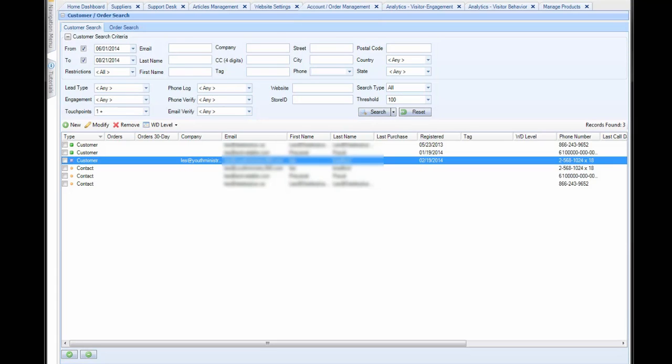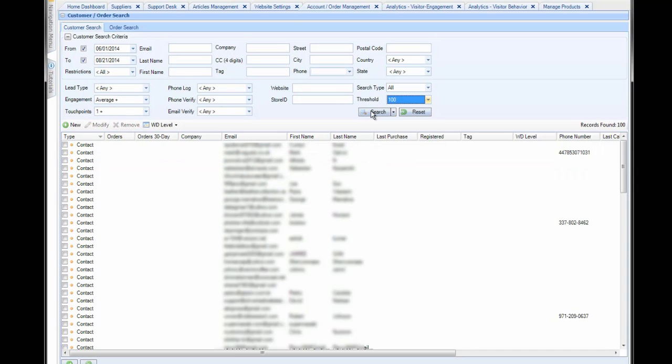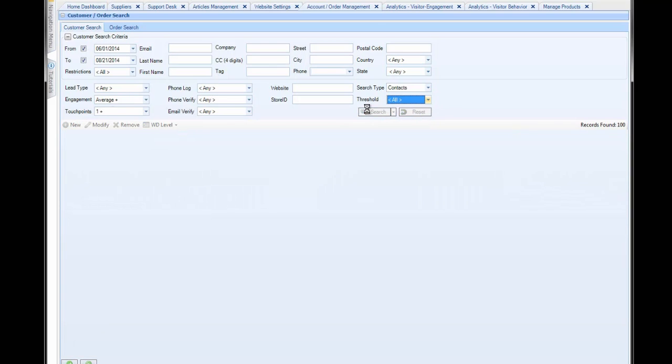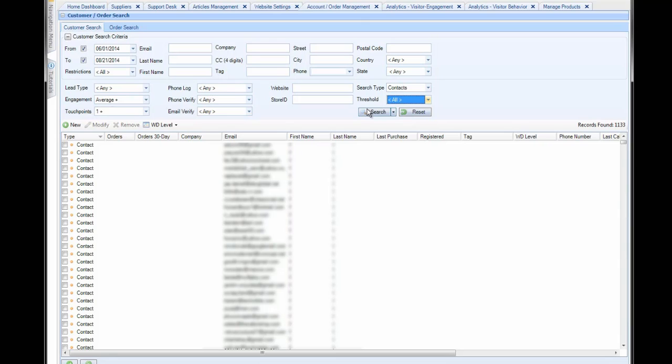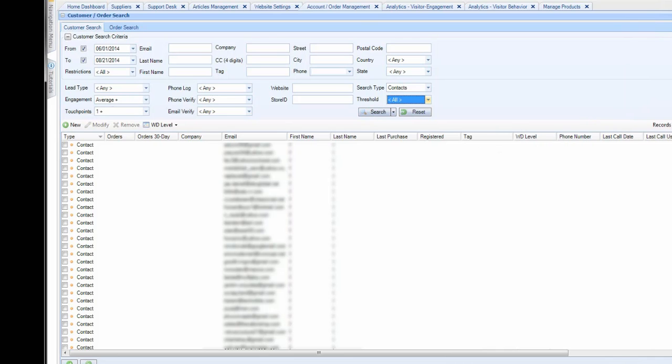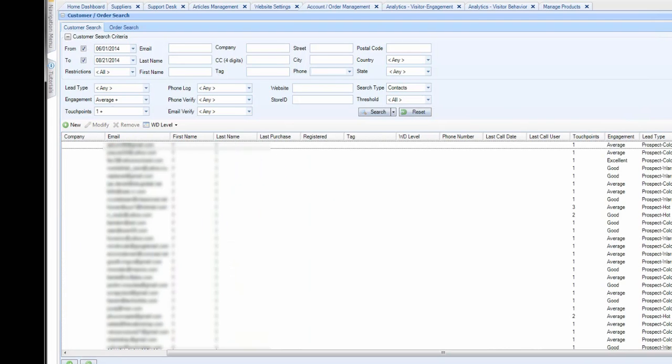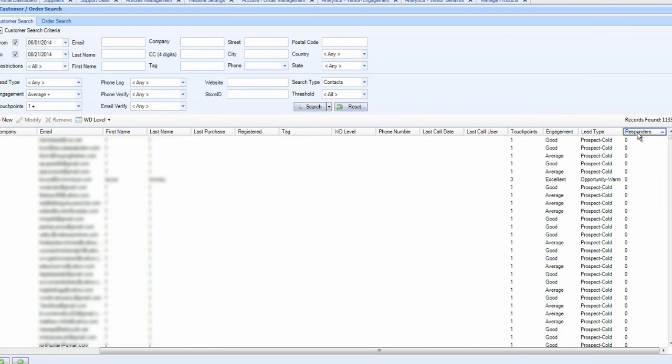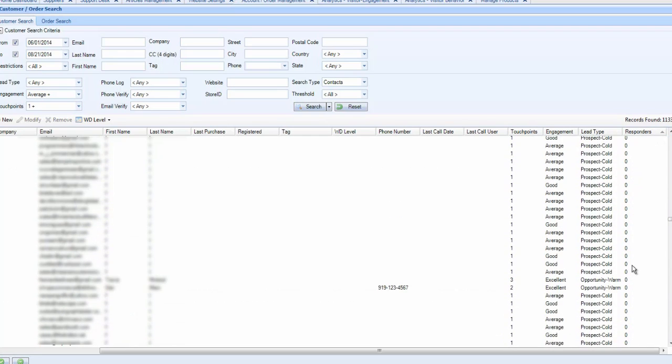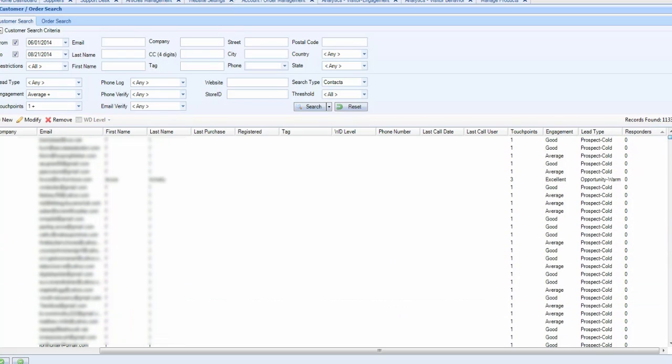Okay, so what I do is I say from June 1st to August 21st, everybody who had average engagement and at least one touch point, show me who they are. Show me all, and show me only the contacts. Right, so we have 1100. Then I'm going to say I want to sort by people who have not been emailed yet, so no autoresponders. So we have about, let's say, from this point on to this point.